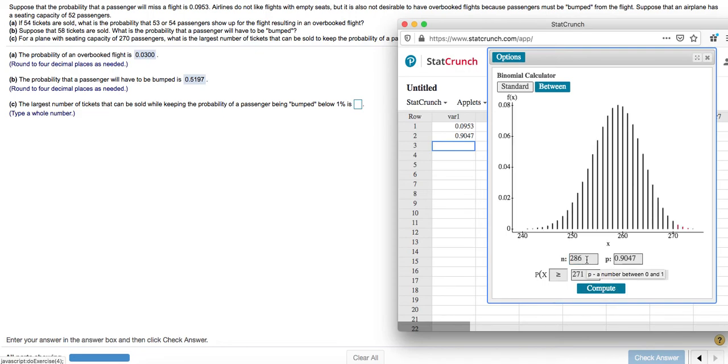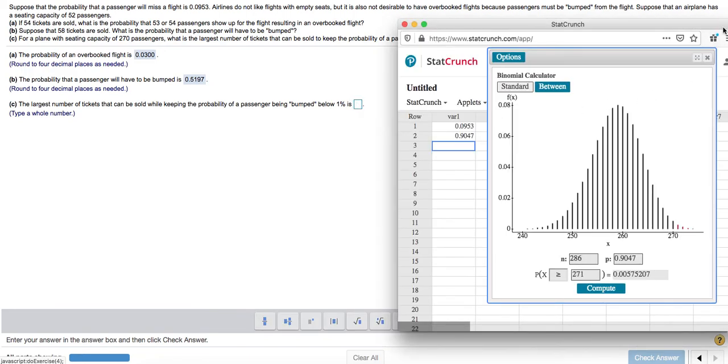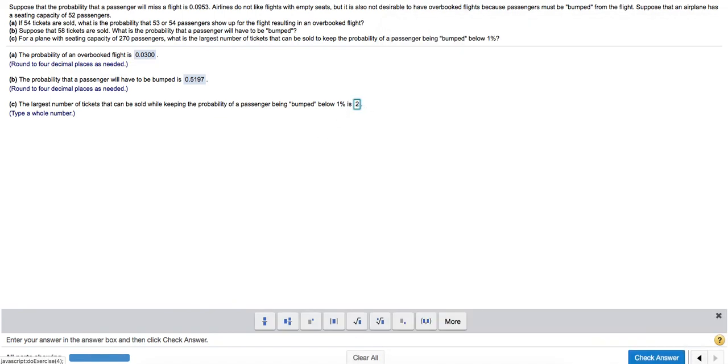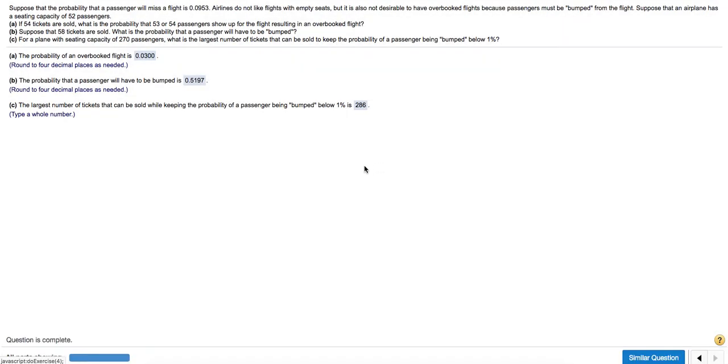Okay, for this number of tickets, that's the first time that we are below 1%. If I add one more, it goes above. So it's got to be that the number of tickets is 286. Check that. All right, and that is it for this question.